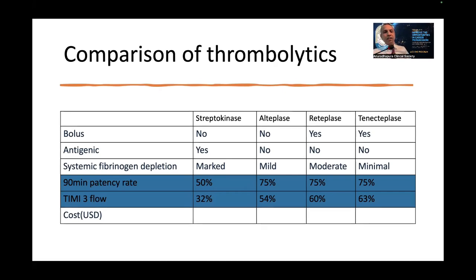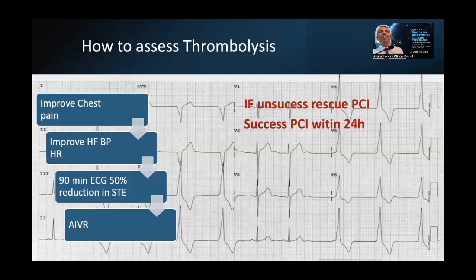And the cost is varying. Of course, in Sri Lanka, streptokinase is about 3,000 to 4,000 rupees, I think. Now tenecteplase is about 2 lakhs. So that's the cost, right? You have to give 2 lakhs. The cost is very high, but it's a good drug. So how do we assess whether it is a success or not?